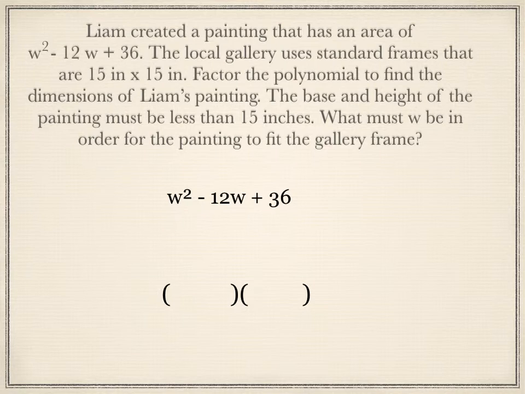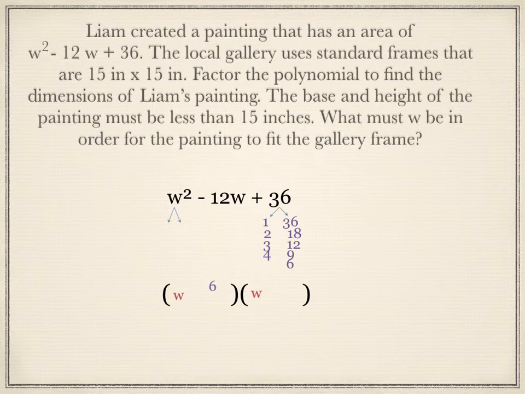So first of all, we're going to factor so that we can find our length times our width, because remember the area of a rectangle is length times width. So we need a length and we need a width. So we're going to go ahead and factor. So once again, we're going to look at our first number, which is a w squared. So we're going to write w times w. And our last number, what times what equals 36? Well, 1 and 36, 2 and 18, 3 and 12, 4 and 9, and 6 and 6. We're going to put w's in the first spot.